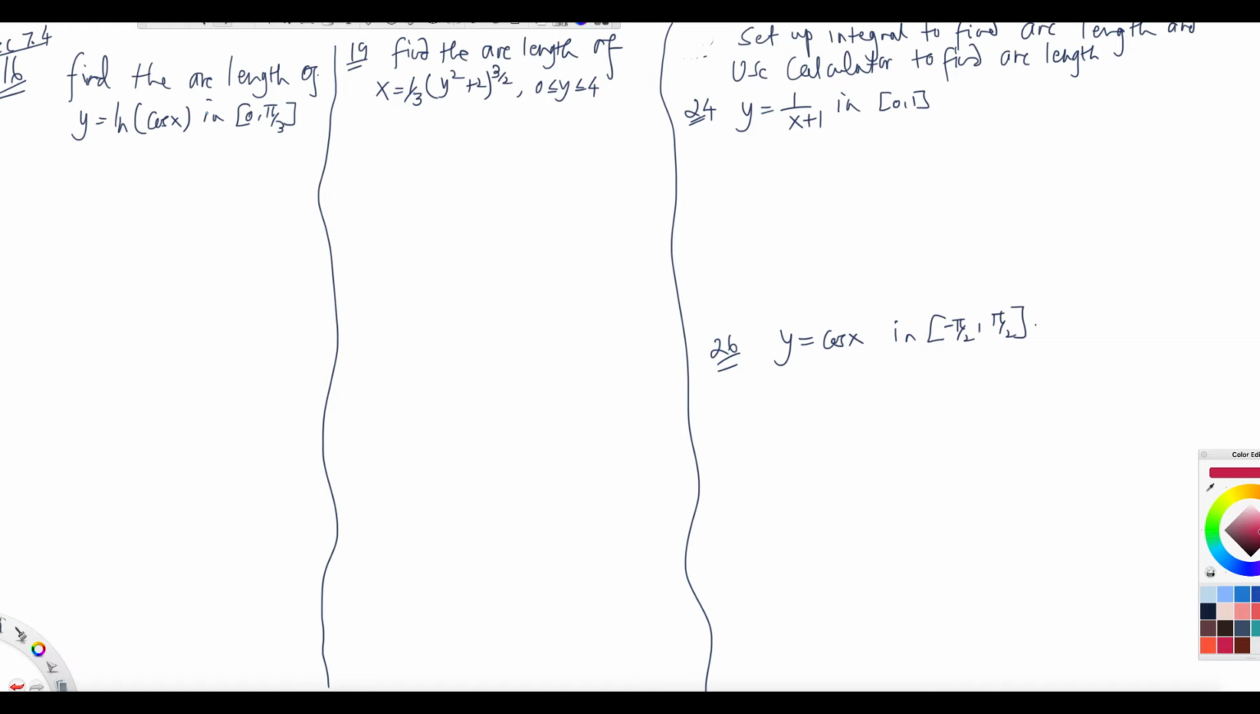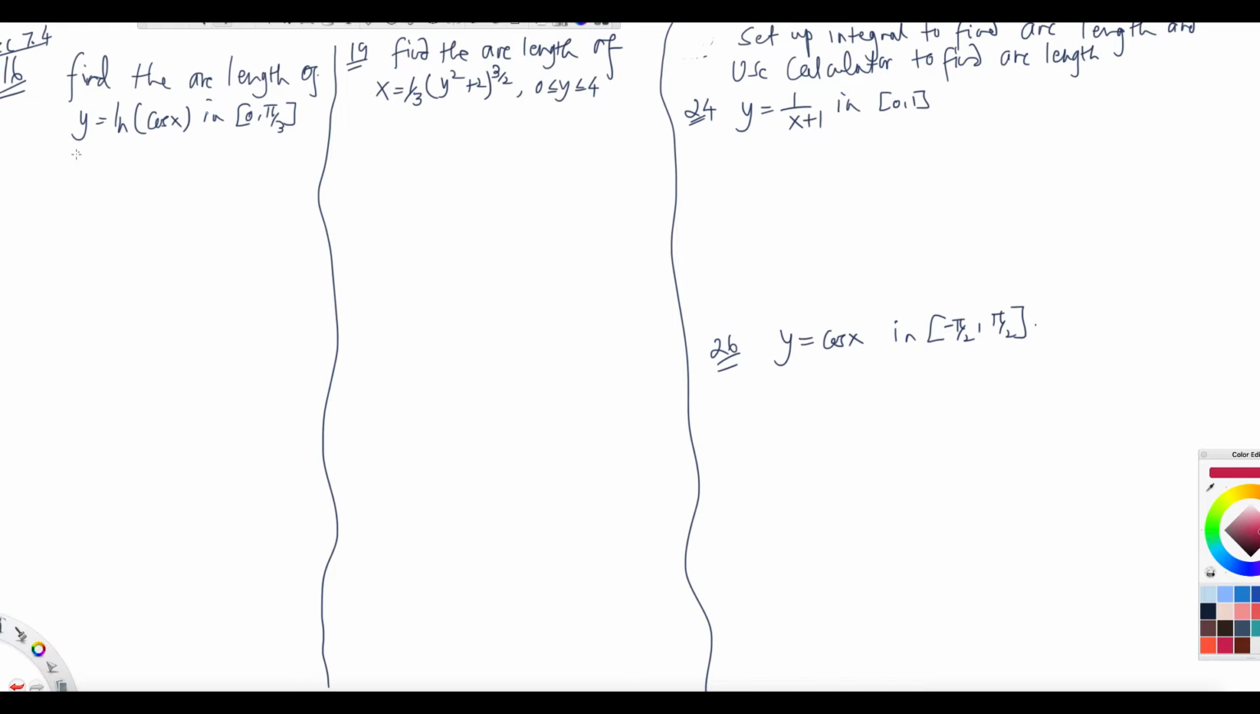Let us do some more examples on finding the arc length. This example is taken from the book, section 7.4, question number 16. It says, find the arc length of the function y equals natural log of cosine x in the interval 0 to pi over 2.